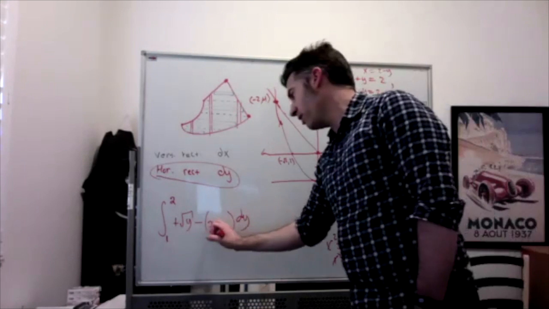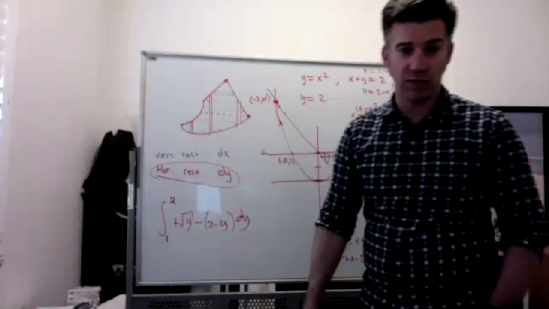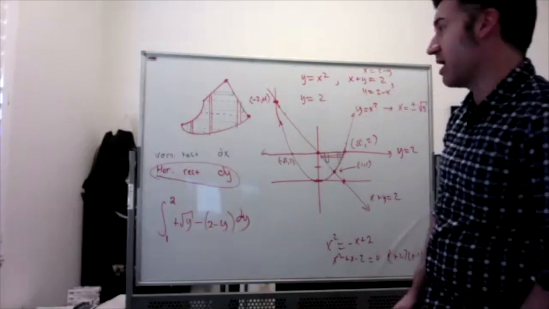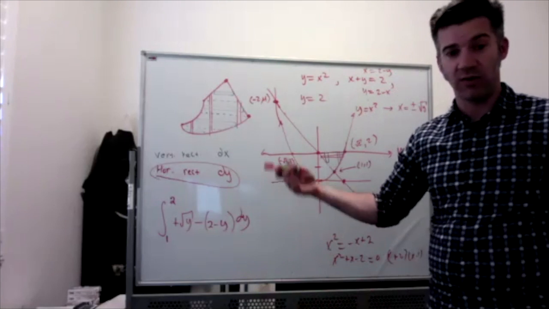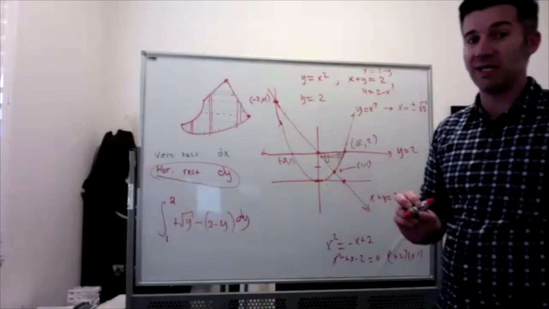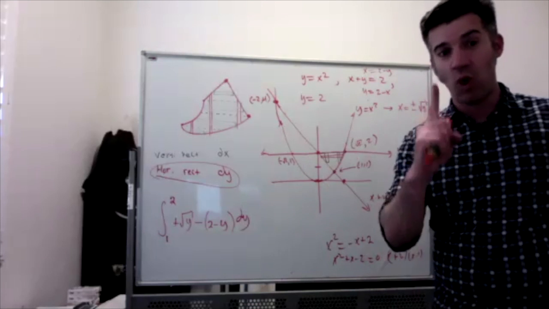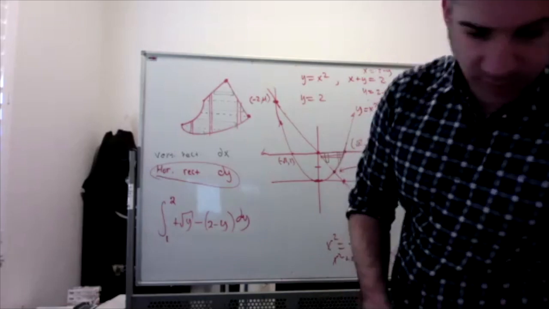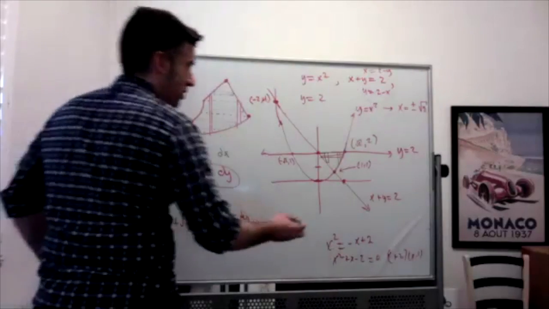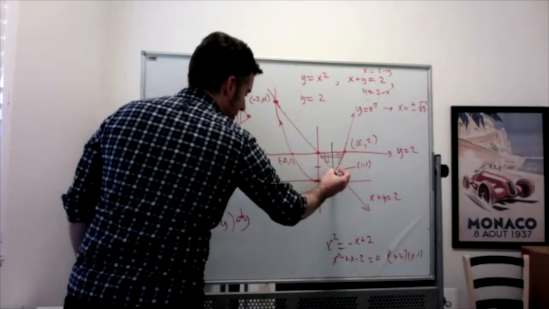So the hard way is really a matter of personal preference. I would say it is maybe slightly more challenging to do it this way because you have to write your functions as functions of y, but it is less work overall because we only have to do one integral. If you did it using vertical rectangles, you would have to break it up.